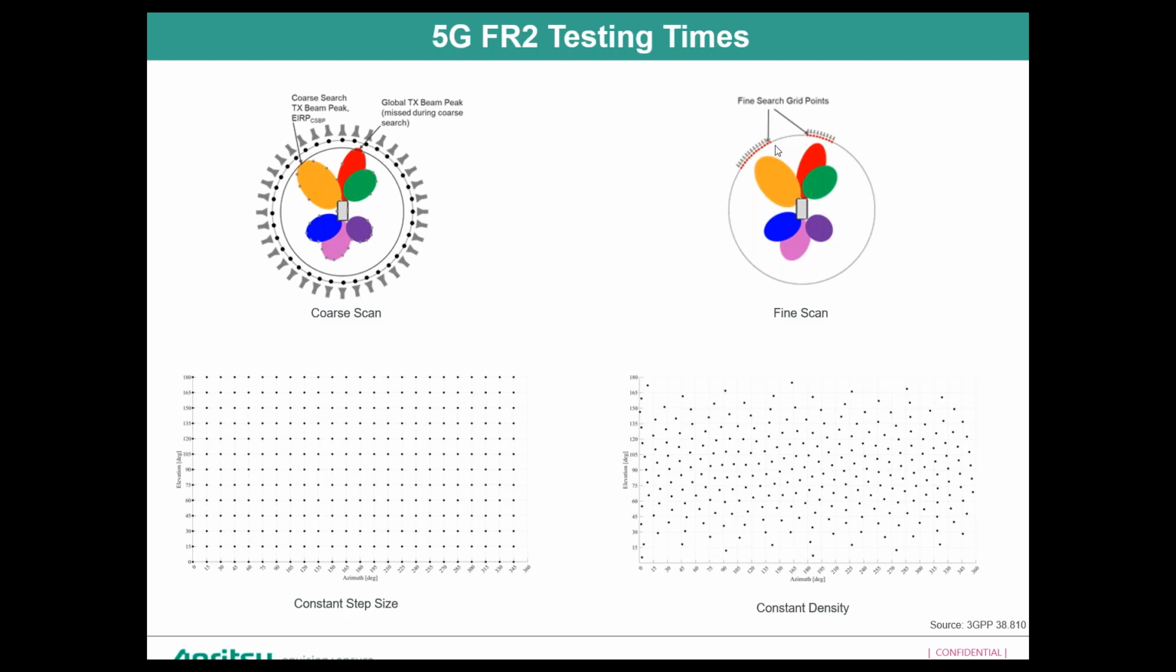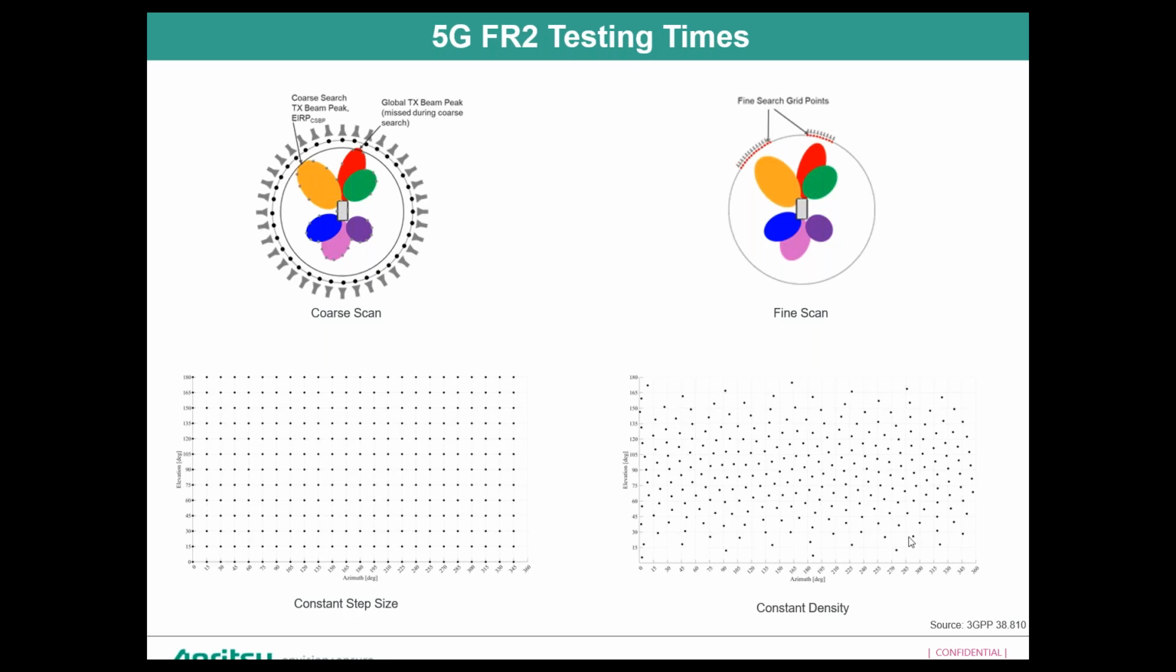The other thing we can do is what we call constant step size and constant density. Constant step size is a grid type where your measurement points are changing at regular intervals on the surface of a sphere, right? So you can see it's changing every 15 degrees. So you probably have about 266 different points over here.